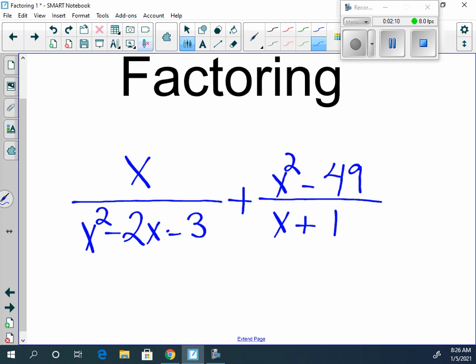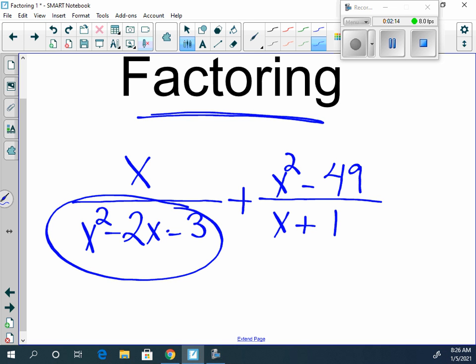But to do that, we have to factor this quadratic, so that we know what we need to have in order for the denominators to be the same. So one of the big things that's going to come with these rational functions, not just adding and subtracting, but it'll come with some multiplying, dividing, and our different operations, is we need to go back over factoring.